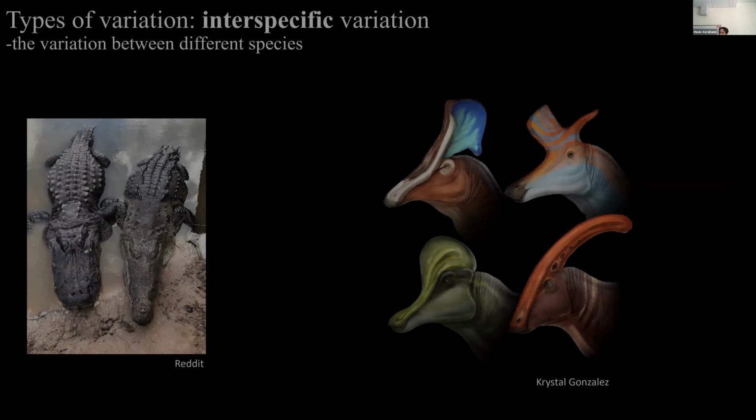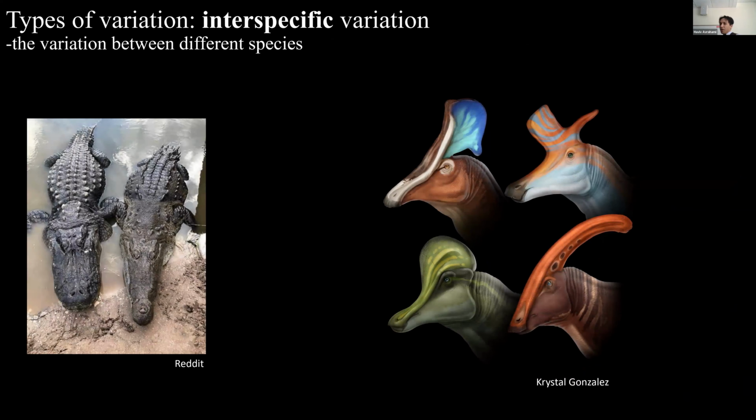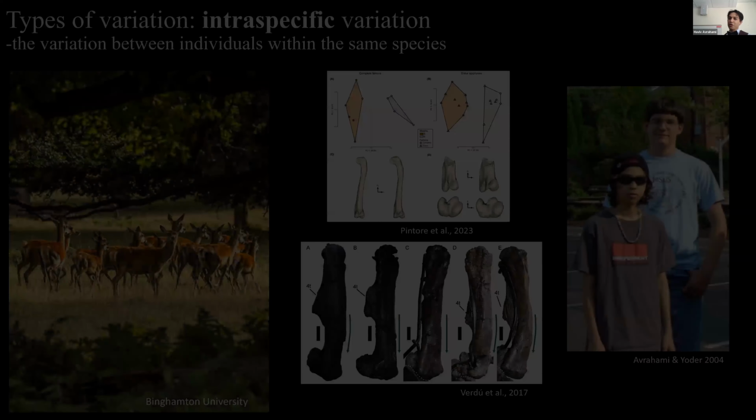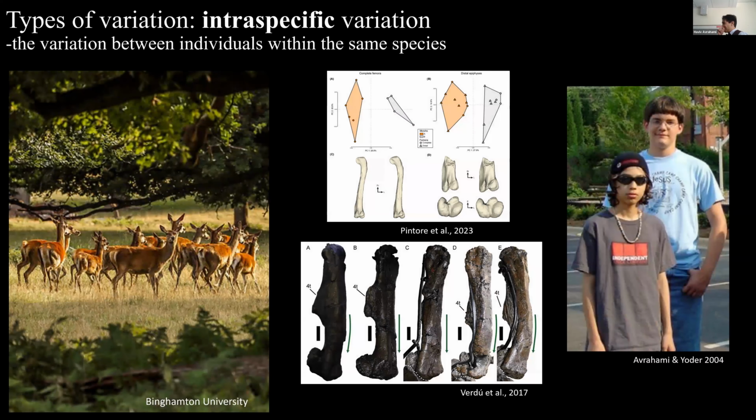There's also another type of variation called interspecific variation, which is simply the differences between different species, right? So such as these crocodile and alligator on the left, or different species of hadrosaurs. And then there is intraspecific variation. And this is the variation between different individuals within species populations. All right, but there's multiple types of intraspecific variation, which is what we really need to cover.